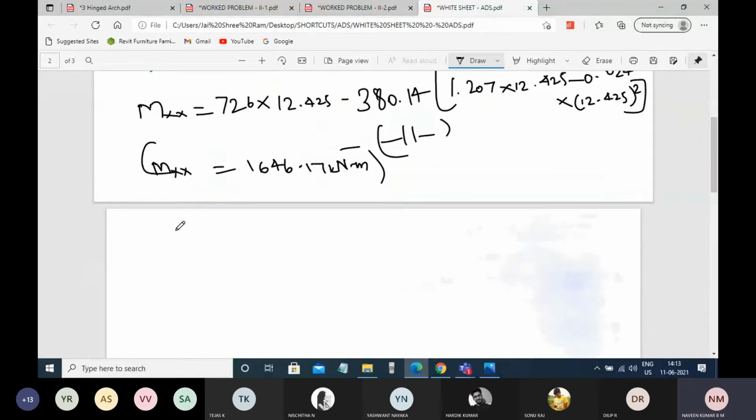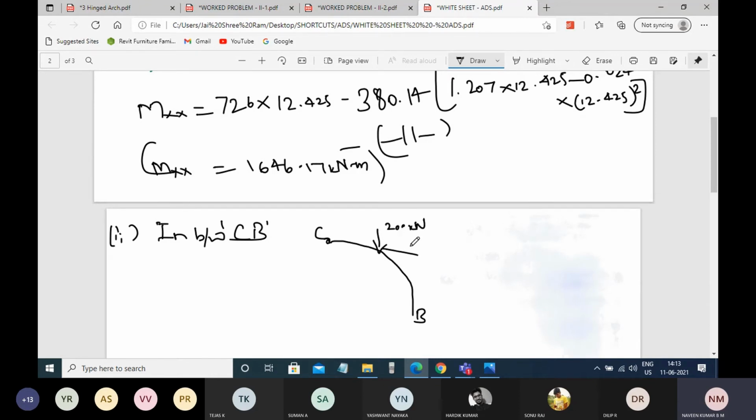Okay. Now coming to the final step, the CB segment. As I mentioned, if I just isolate the CB segment, it is something like this. C is somewhere over here, B is here, and we have a point load of intensity 200 kilonewton at a distance of 10 meter from support A. I hope it is 10 meter.